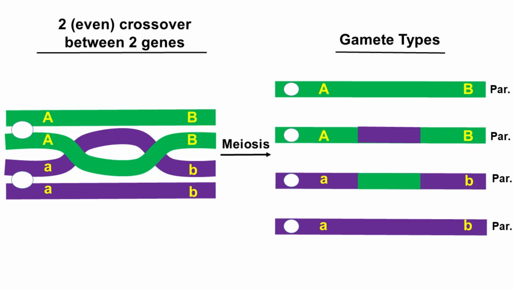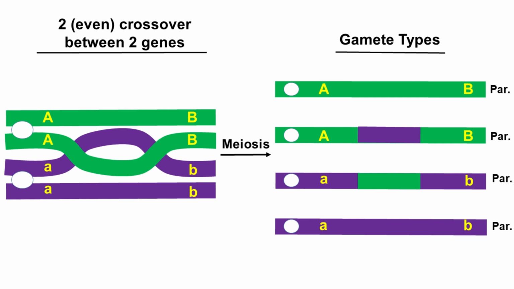Now here, two crossover events occur between the two genes A and B. Despite the crossing over, all four resulting gametes on the right are parental types. Two with the green chromosome, one completely green, one partially purple, carrying dominant alleles A and B, and two with the purple chromosome, one completely purple, one partially green, carrying recessive alleles a and b. No new allele combinations form due to the even number of crossovers.